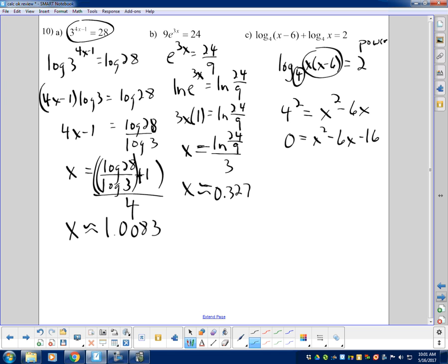And then I go ahead and factor. Now my factors are x plus 2 times x minus 8. So solutions, possible solutions I should say, are x equals negative 2 or x equals 8. One of these is extraneous.